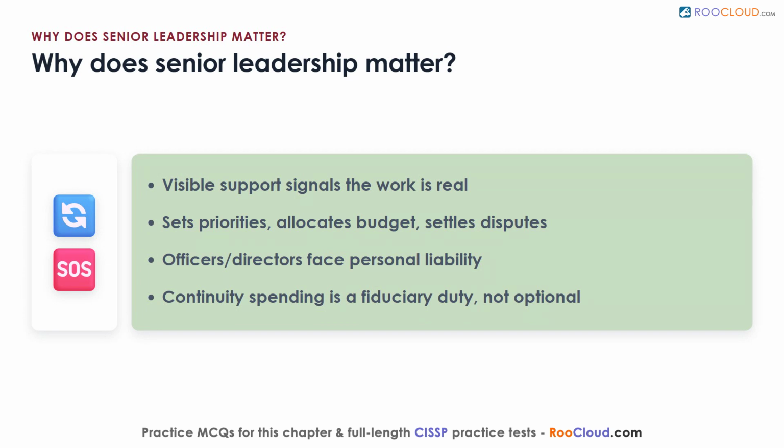There is a legal weight here too. At a publicly traded firm, officers and directors can be held personally accountable when they neglect reasonable preparation and a disaster then devastates the business. Continuity spending is not optional. Their fiduciary duty to shareholders demands that adequate measures exist. Think of it like a captain who not only orders a lifeboat drill, but shows up and runs it. The crew takes it seriously precisely because the captain does.